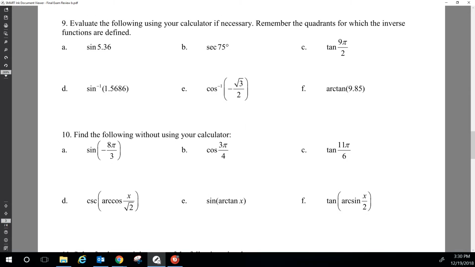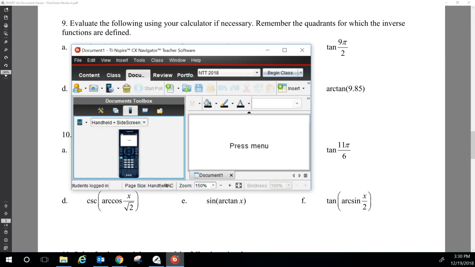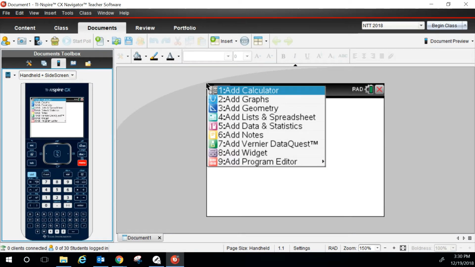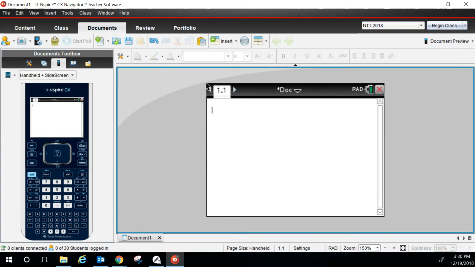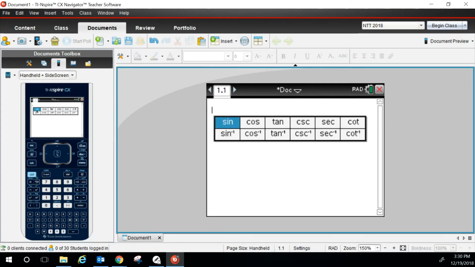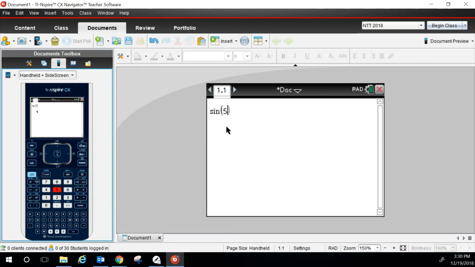Number 9 says evaluate the following using your calculator if necessary. Remember the quadrants for which the inverse functions are defined. So sine of 5.36, obviously not on my unit circle, so I don't have that memorized. So I am going to put it into my calculator, which I pulled one up here so I can do a couple with you. So sine 5.36 would be negative 0.8.